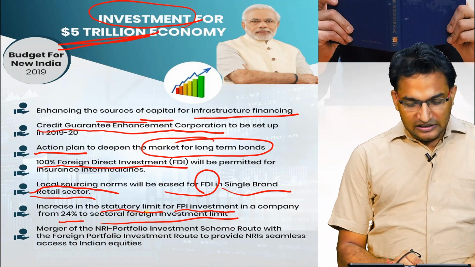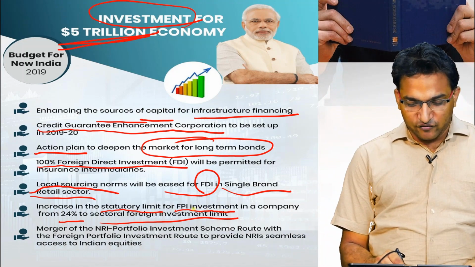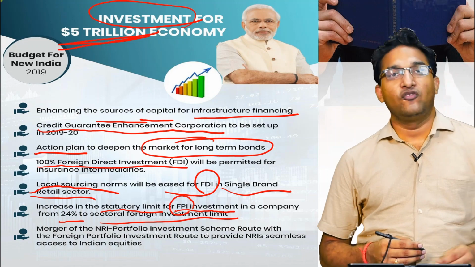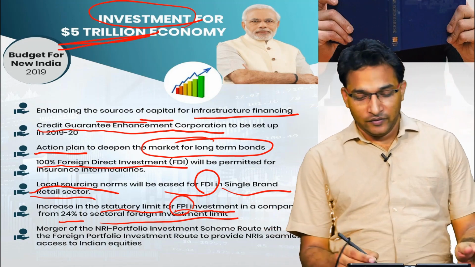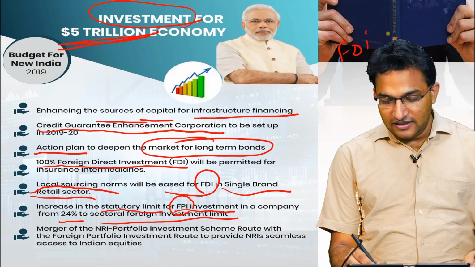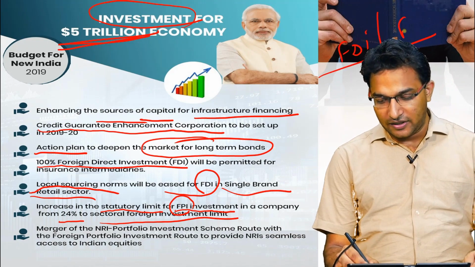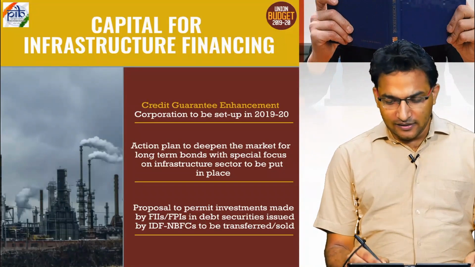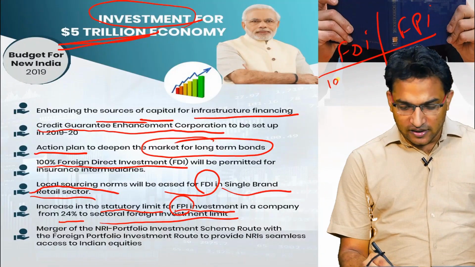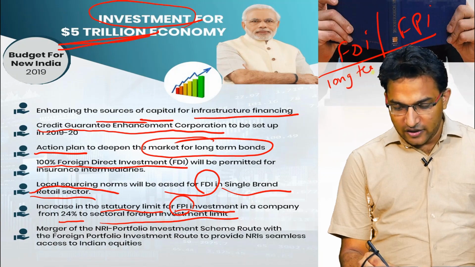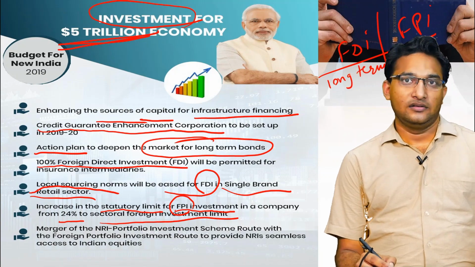So first of all, increase in the statutory limit for FPI investment. What is FPI? Foreign portfolio investment. So this is different from FDI. FDI and FPI, these are the two streams of the foreign capital, right? So FDI is for the long term, and it is a kind of direct investment into the company.